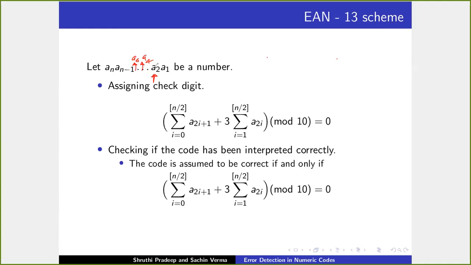So all these even positions we multiply by 3 and then we take the addition, and the remaining ones we directly take the addition of the digits, and then we take modulo 10, and again the condition is the same, that when we take modulo 10 we must get 0. So okay, is the method clear?